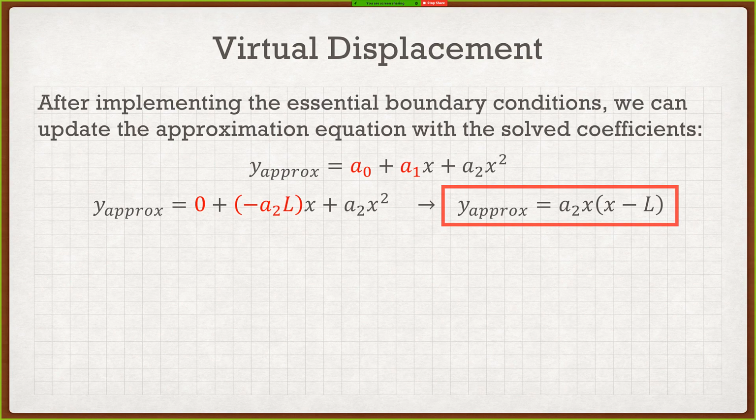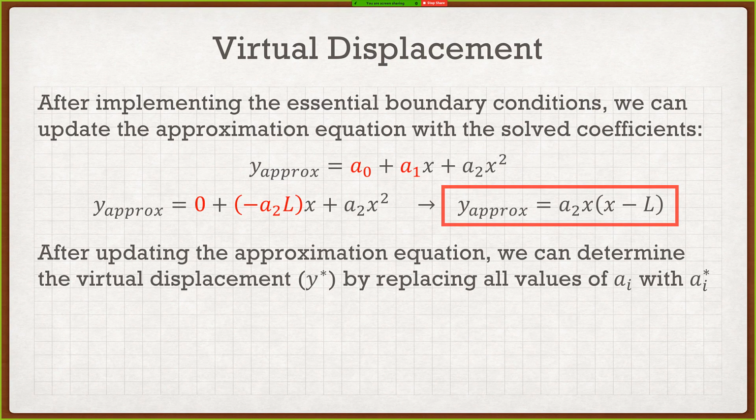However, this is our approximation solution, and as you're going to see, we're also going to need a virtual displacement, which we call y star. You can basically have anything as y star, but the most general way is to say that y star is the same expression as our approximation equation, with the only difference being the a coefficients. If we look at our approximation solution, we have a2x multiplied by x minus L. To transform that into a virtual displacement, I have the exact same thing, but instead of a2, I change that to a2 star.